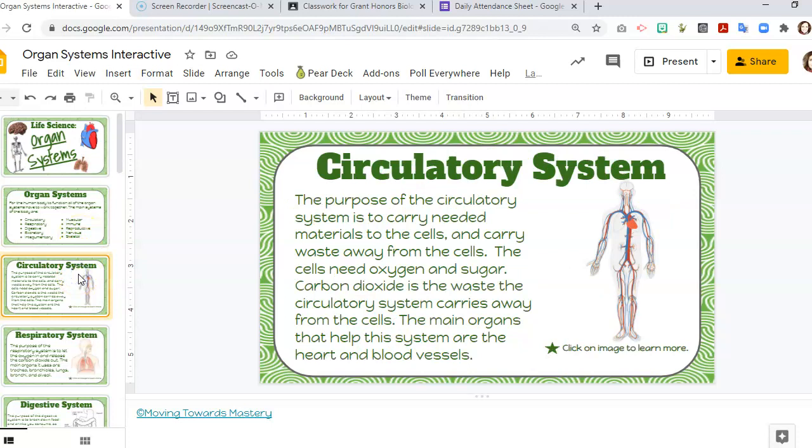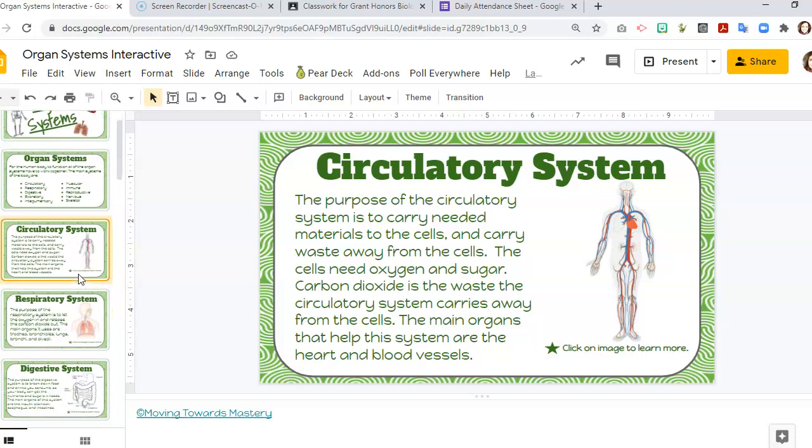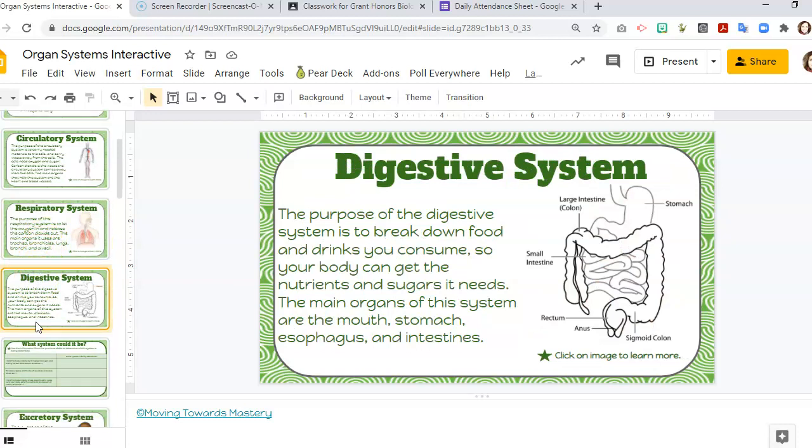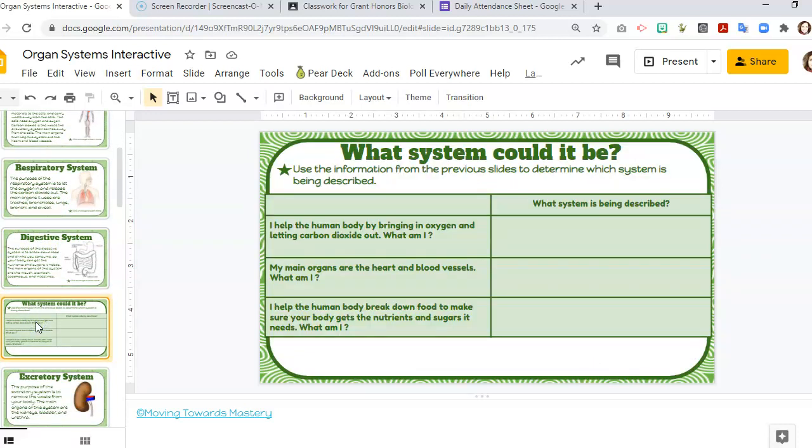Circulatory system. So this is a summary of the circulatory system. I'm not going to read it to you guys. You guys can read it. Here's the respiratory. Here's the digestive.